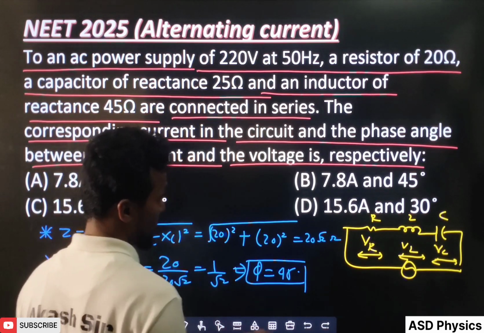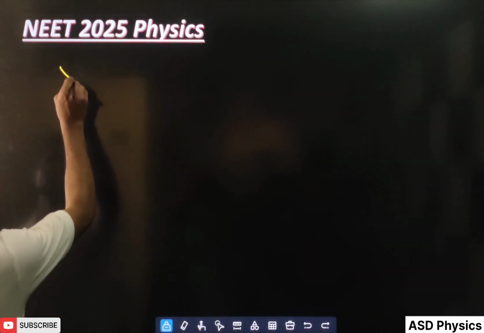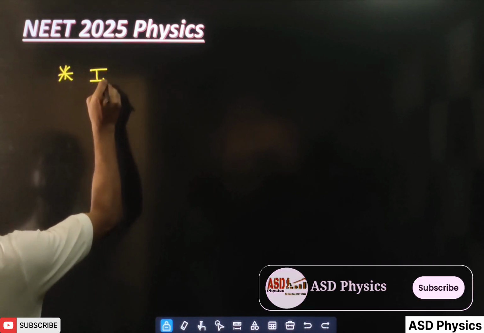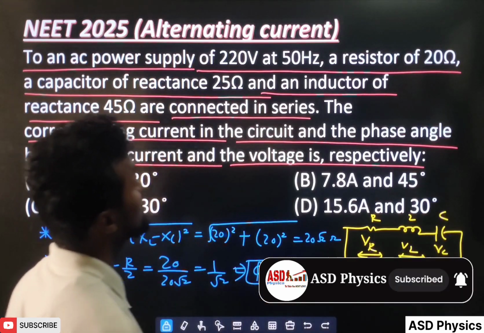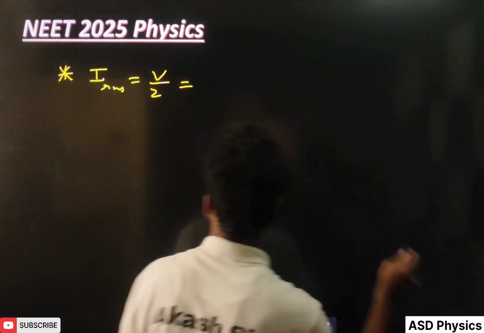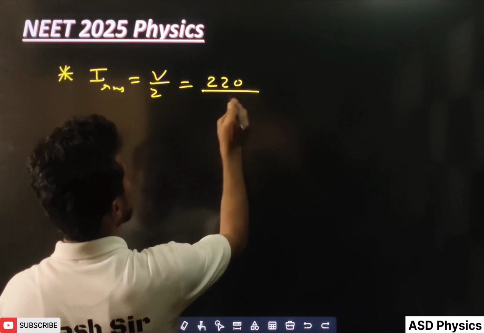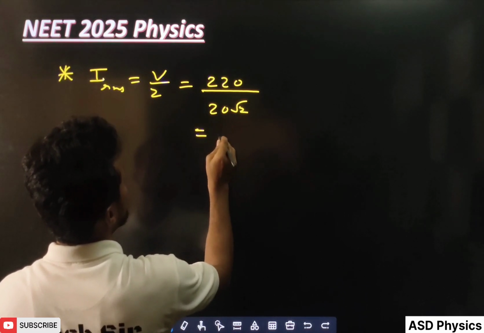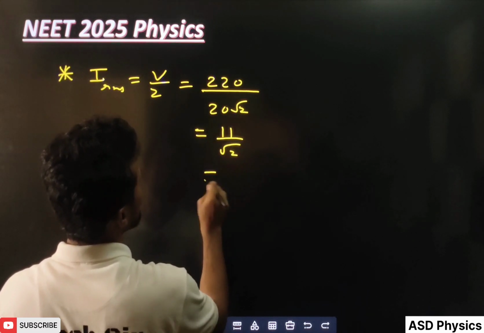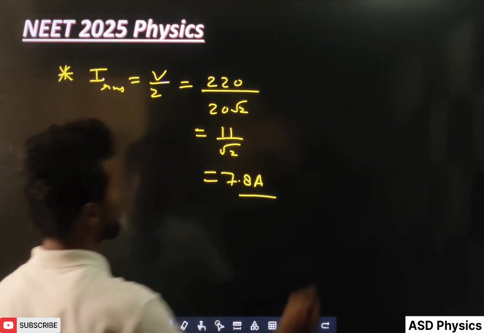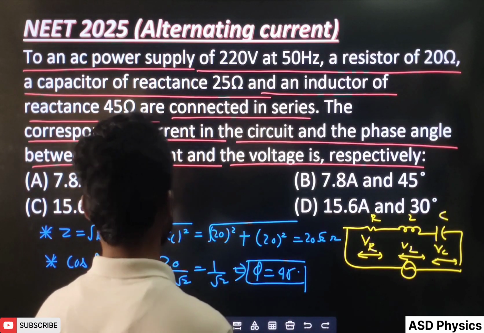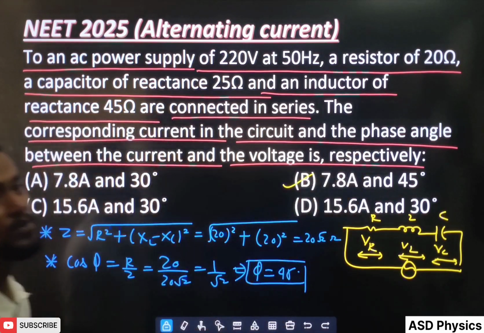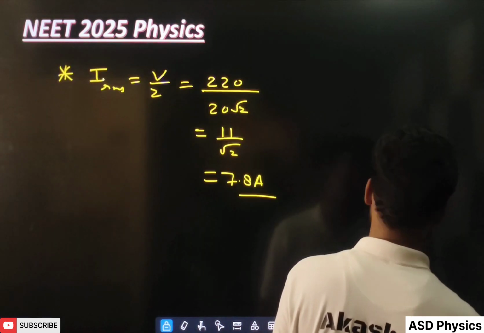But we can calculate the current also. You know what the current is here students? Remember that I RMS is always equal to V by Z. V how much here? Kindly see, 220 volt. So it will come, 220 volt by Z, how much is Z here? 20 root 2. Okay, so simplify this, it will come 11 by root 2, some 7.8 ampere will come here. Can you see? Okay, so which option is correct here? 7.8 ampere and 45 degree. Correct option is B. Option B is the answer. This one we have done.